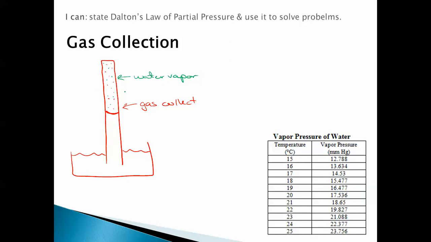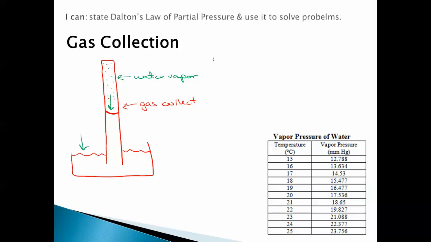So if we want to know what the pressure is within this gas tube that we've collected our gas in, we can't just say the atmospheric pressure, because remember, the gas in here is pushing down, and the atmosphere here is pushing down. So when these two forces are equal, we can say that the pressure inside of here is equal to the pressure outside of the room. We can't just say that the atmospheric pressure then is equal to the pressure of our gas.